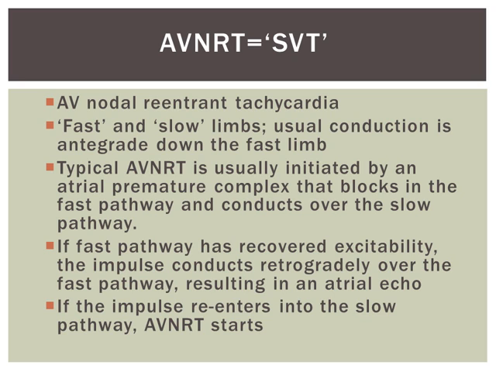So what is AV-NRT? Well, there are fast and slow limbs for conduction in the AV node, and usual conduction is antegrade, so from atria to ventricle down the fast limb. Typical AV-NRT is usually initiated by an extra atrial beat that blocks in the fast pathway and then conducts over the slow pathway. Now, if by the time that beat gets to the bottom of the slow pathway, the fast pathway is ready to conduct again, the impulse will conduct back up the fast pathway, resulting in an atrial echo, which will generate an inverted P wave. If the impulse re-enters the slow pathway, you then get the circus rhythm of AV-NRT.